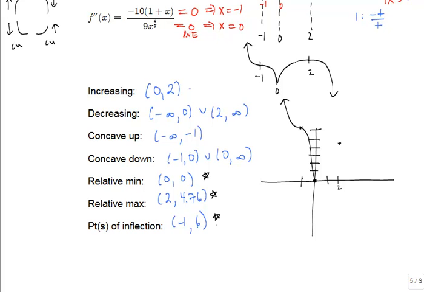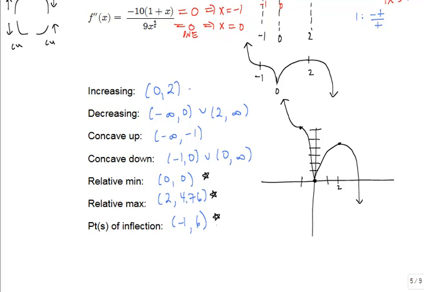So then we're going to arc up to this 2. And then after 2, we're going to arc back down. And we have our nice max at 2. And we have our nice min at 0. And we have our point of inflection at -1 because we are concave up and then concave down. So there's my graph. Okay?